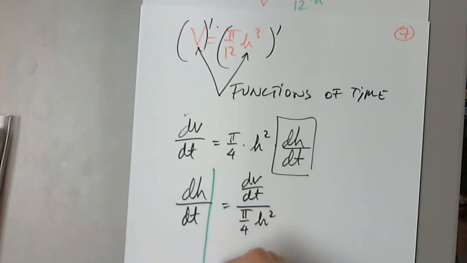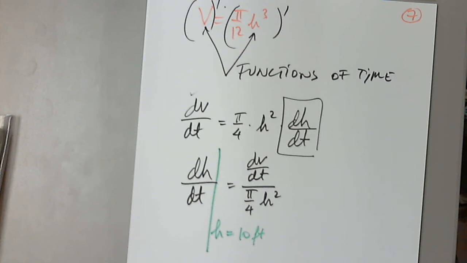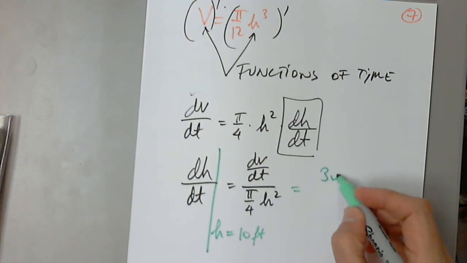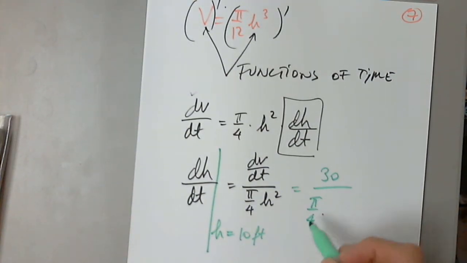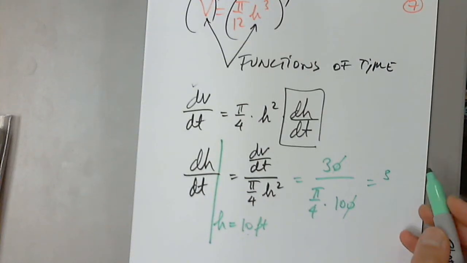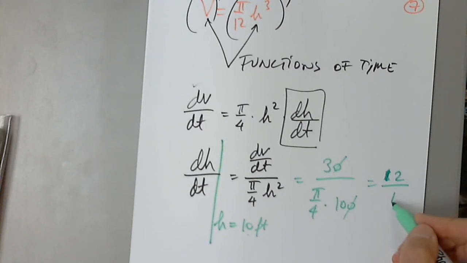And now I can say, yes, it's okay when h equals 10 feet. And I can plug in everything. What is the top equal to? Very good. And this is pi over 4, and this is 10, which is squared 100. I will simplify. I will flip pi over 4, so I have 3 times 4, which is 12, divided by 10 pi.